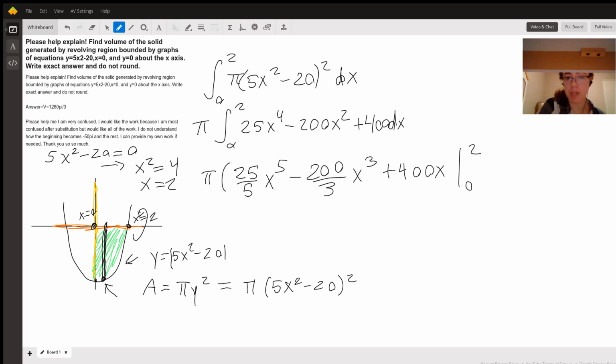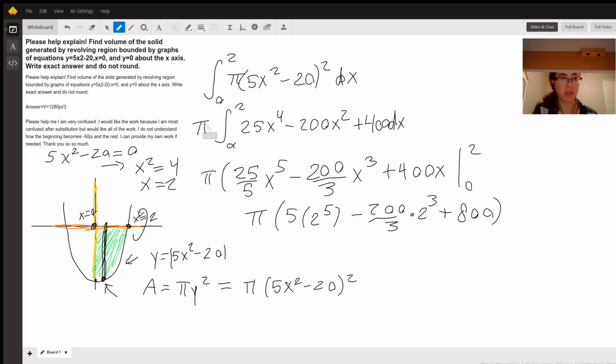And so now we just plug in; the 0 term goes away. So we have pi times (5 times 2 to the 5th minus 200 over 3 times 2 cubed, which is 8, plus 800). And I will leave the remainder of this arithmetic to you.